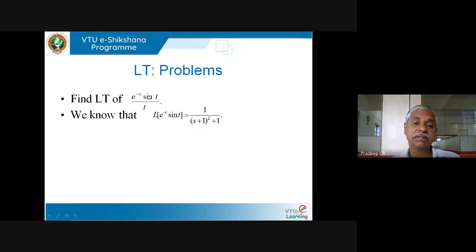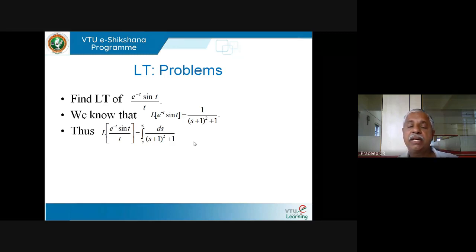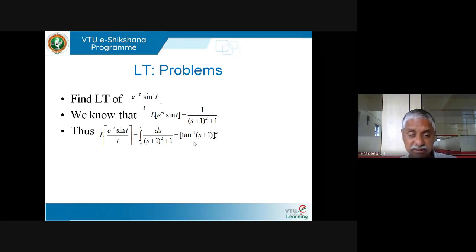Now Laplace of e^(-t) sin t / t means you integrate this with respect to s from s to infinity. That's the last property of the Laplace transform that you are using. So Laplace of e^(-t) sin t / t is the integral from s to infinity of ds/((s+1)^2+1). How do I integrate this? Again, your BE part is over; from here onwards it's only your class 12 integration. How do I integrate 1/((s+1)^2+1) with respect to s? That we know, it is tan inverse of (s+1). Put s+1 equal to x, you get dx/(x^2+1), which is tan inverse of x, where x is s+1. So I get tan inverse of (s+1), with s running from s to infinity.